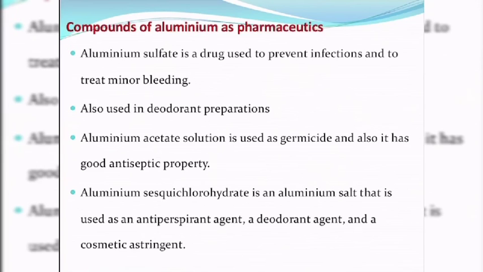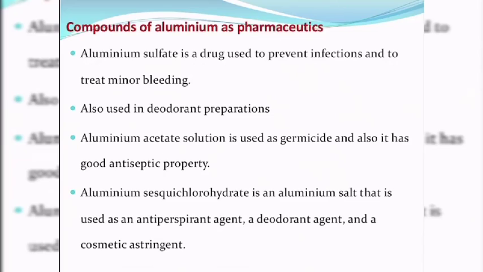Now let us see what are the compounds of aluminum used as pharmaceutics. Aluminium sulfate is a medication used to prevent infections and to treat minor bleeding. It is also used in deodorant preparations.